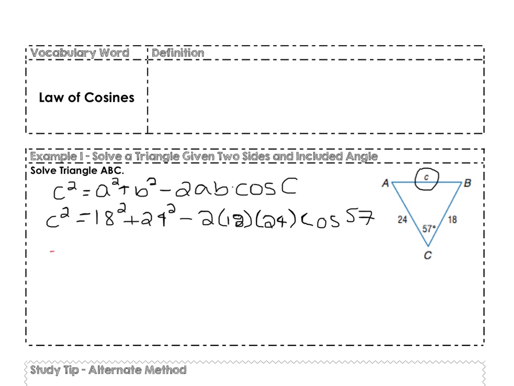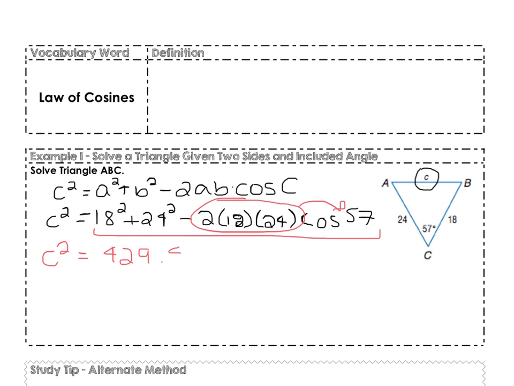One of my words of wisdom here is to make sure you're being very careful in following order of operations, especially when typing in this long expression here. Notice that these are being multiplied by the cosine of 57, so they can't be combined with anything else. So you simplify that and you get approximately 429.4. So then we take the square root of both sides, so C is equal to 20.7.